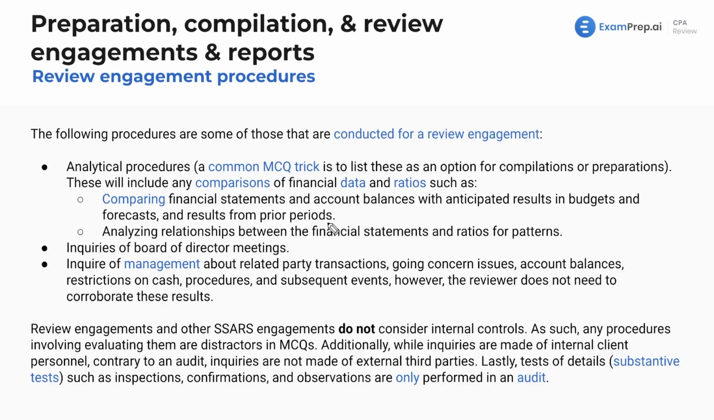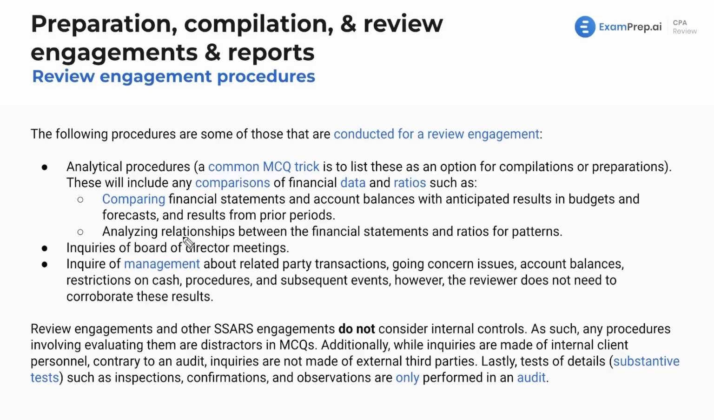It's just, why would you do a review? Cheaper, less scope, right? Less responsibility, just different options. Maybe the bank, for you to get a loan, only requires a review instead of an audit. So you're probably going to go with a review so you don't have to pay for a full audit.